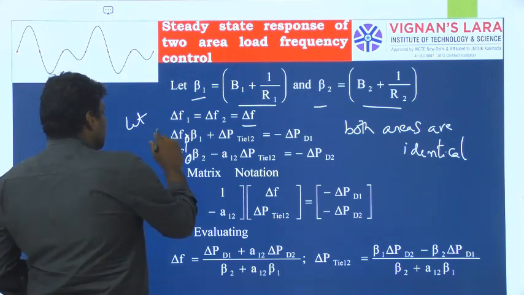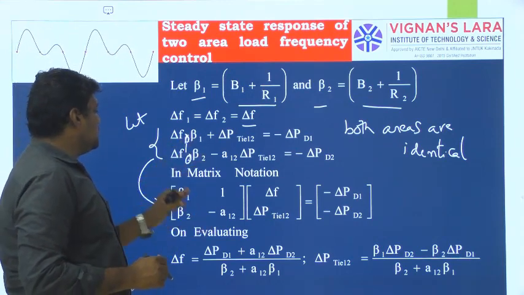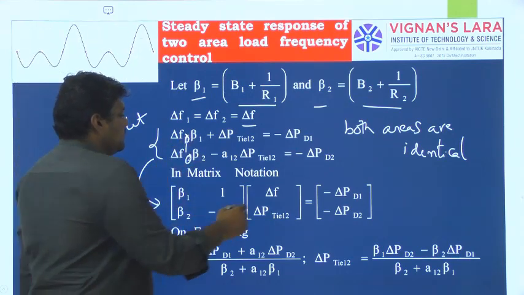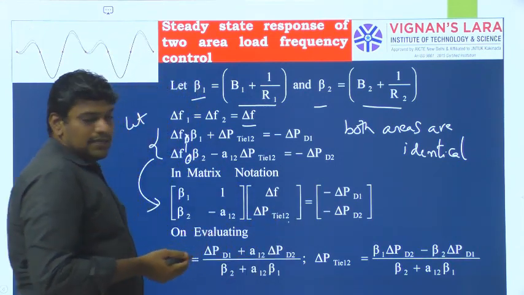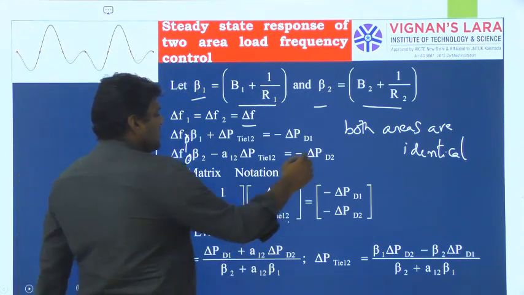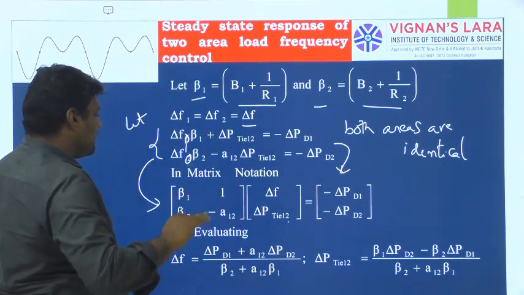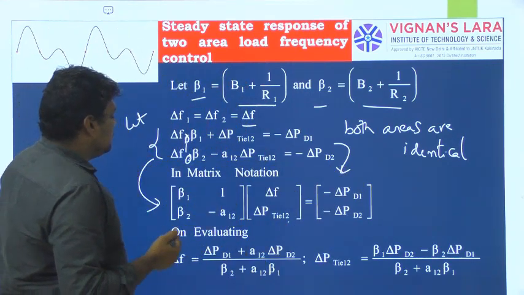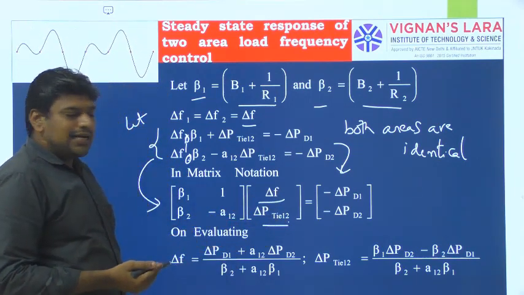So when you represent these two expressions in matrix notation, beta 1, 1, beta 2, minus A12, delta F, delta P12, minus delta PD1, minus delta PD2. Just these two expressions are represented in matrix notation. So nothing new here, you are representing in matrix form. So these two parameters we need to calculate: delta F and delta P12.